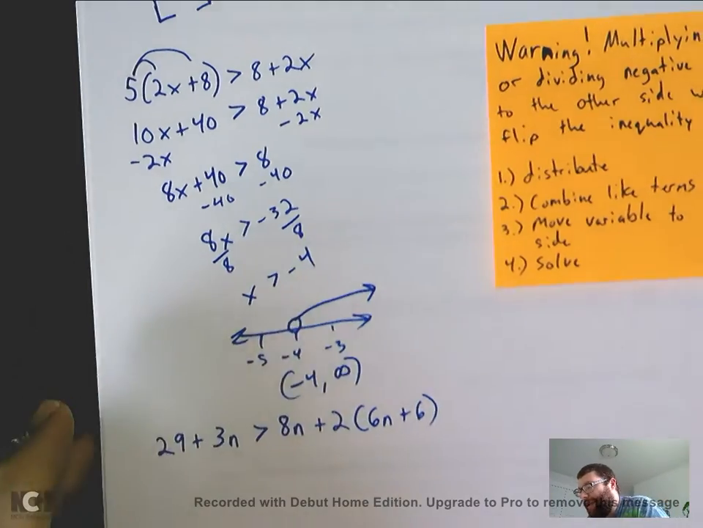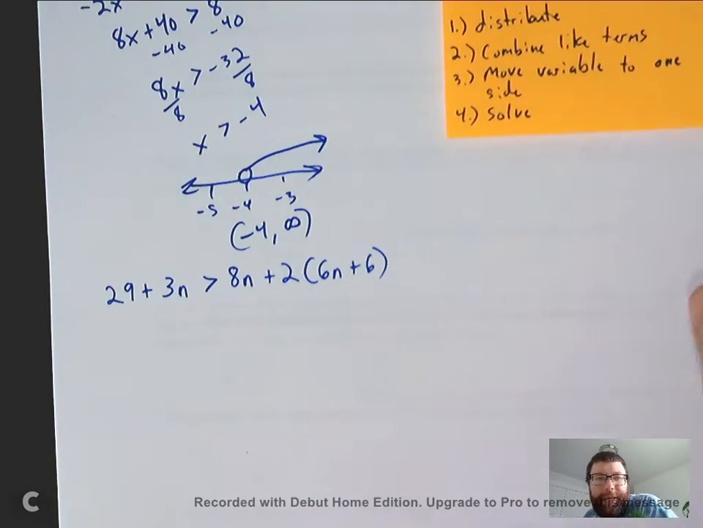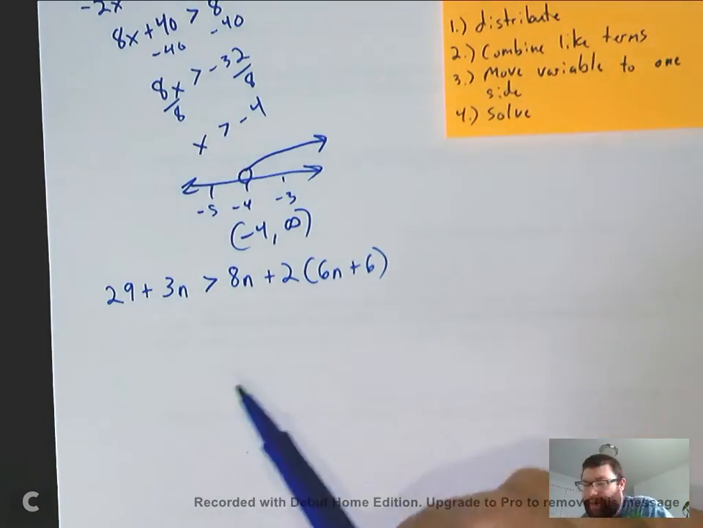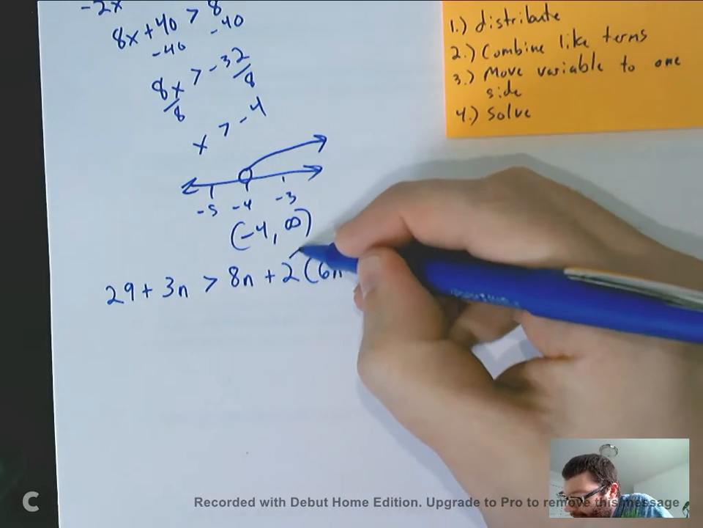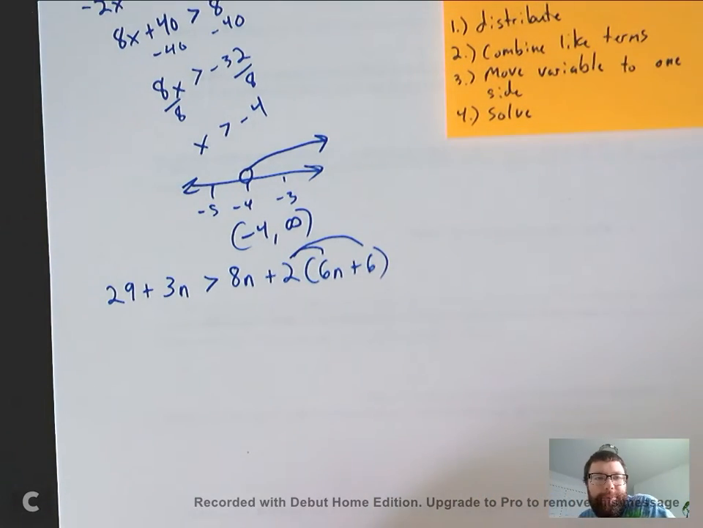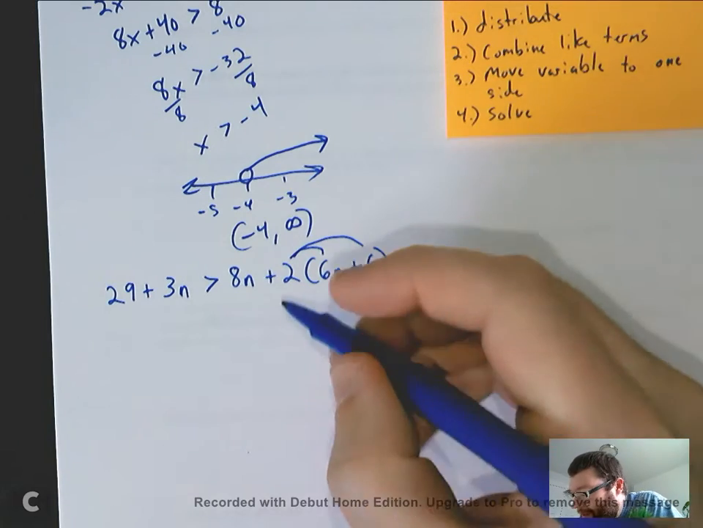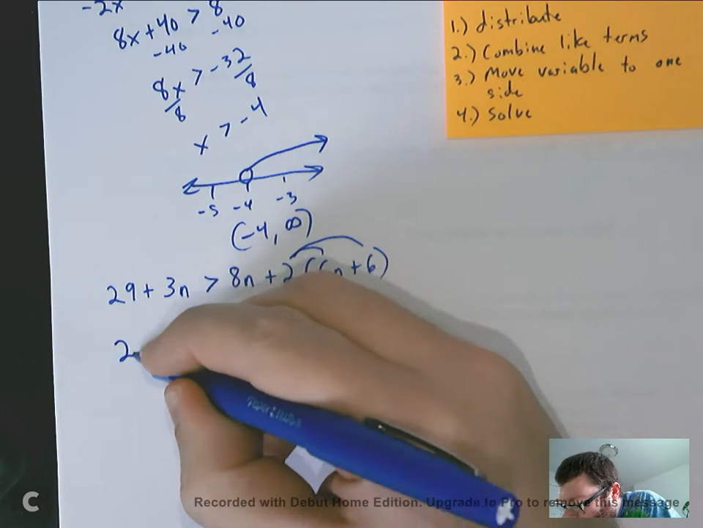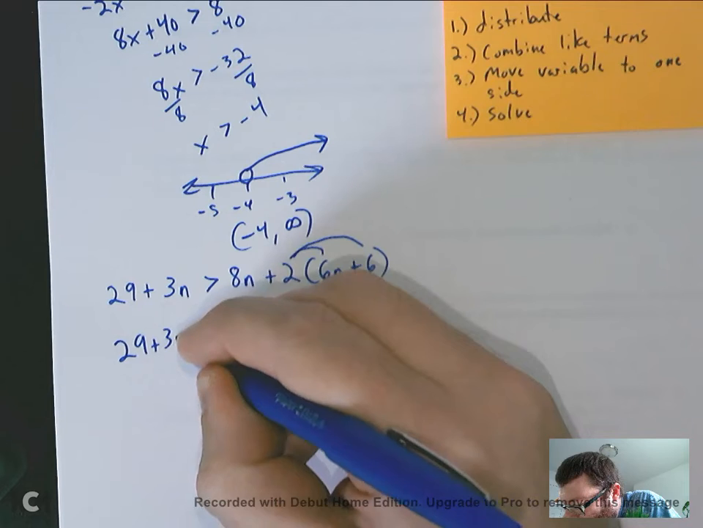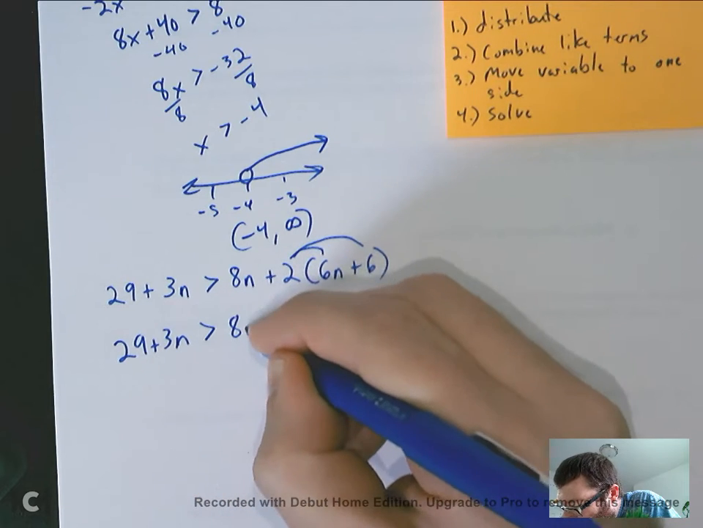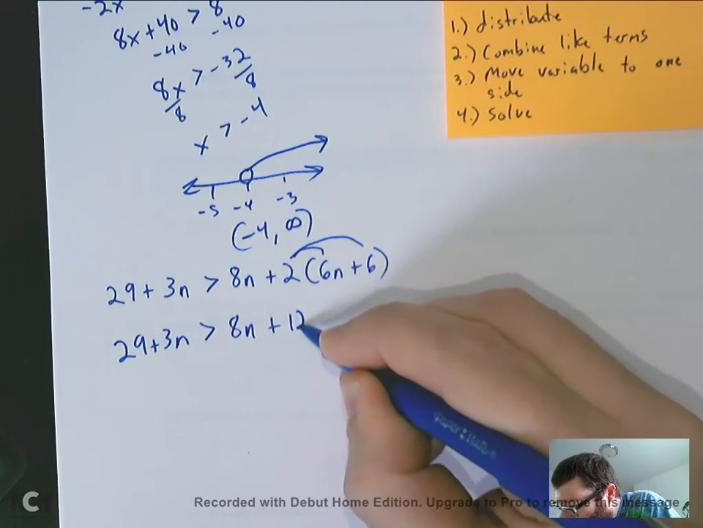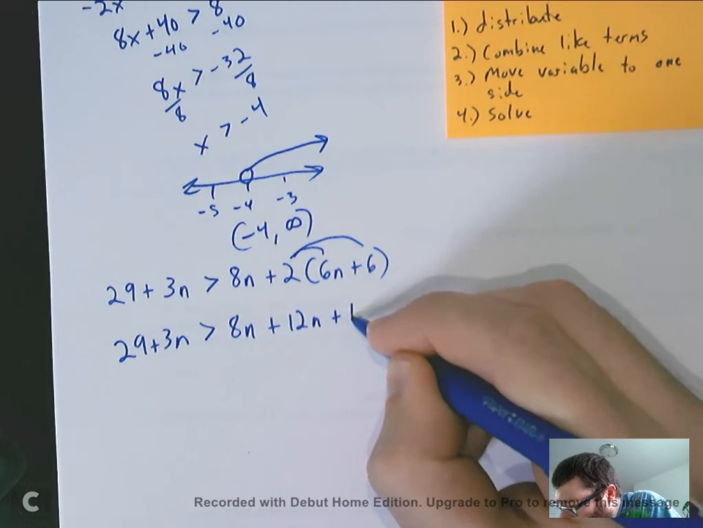Okay? All right, let's try another one. Let's look at this problem. So again, the first step is to distribute. And since I see parentheses, there is stuff to distribute here. So I'm going to distribute that 2 into the parentheses, and I'm going to get, let me rewrite the whole equation here, 29 plus 3n greater than 8n plus 12n plus 12.